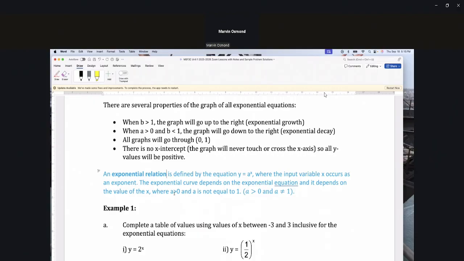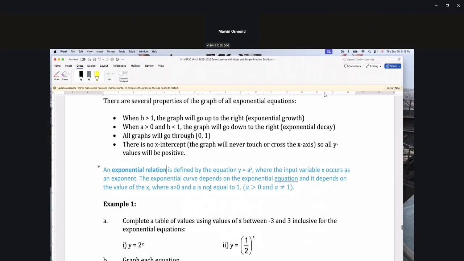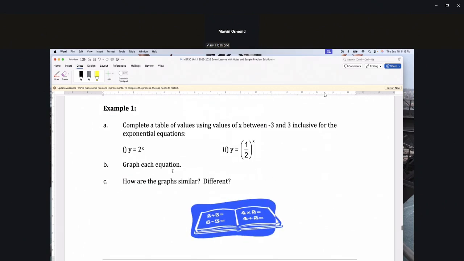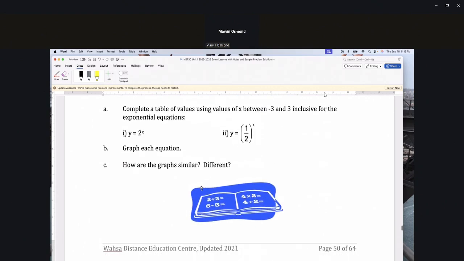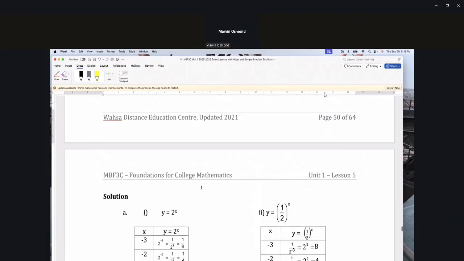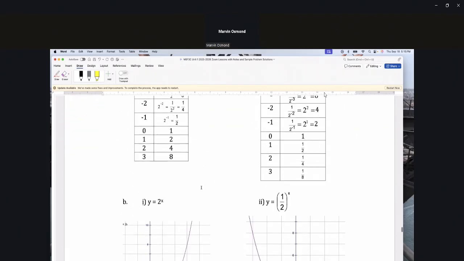Again, a has got to be greater than 0 and not equal to 1. There's some examples, that's example 1. I'm not going to go through that example because you can all read, so I'll leave that to you.